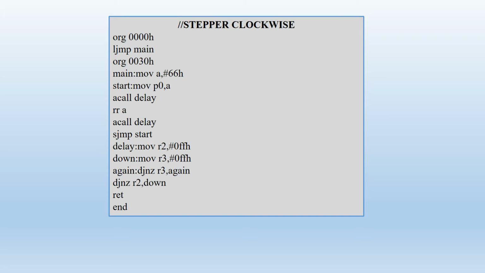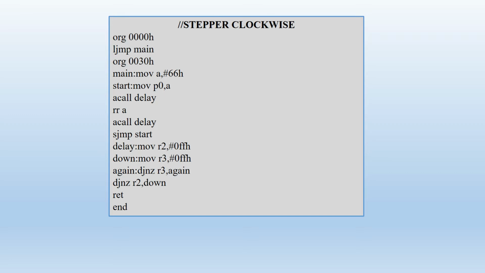stepper motor clockwise. As you are aware, there is a 4-step sequence, that is 66, 99, CC and 33. These are the step sequences to give to the stepper motor. We have an 8-bit stepper motor and we are connecting it on port 0. So we have started our code from ORG 00.